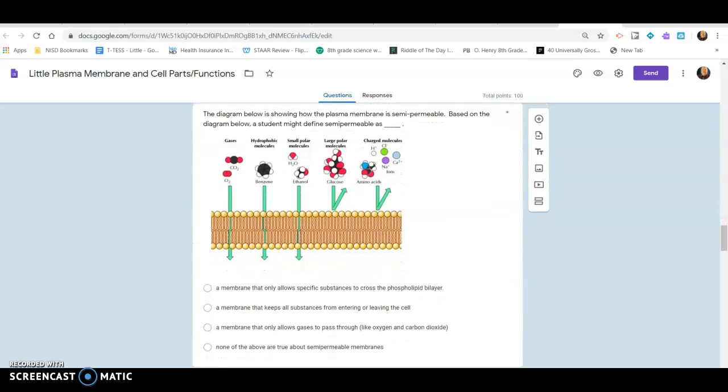Next question. The diagram below is showing how the plasma membrane is semi-permeable. Based on the diagram below, a student might define semi-permeable as a membrane that only allows specific substances to cross the phospholipid bilayer, a membrane that keeps all substances from entering or leaving the cell, a membrane that only allows gases to pass through, such as oxygen and carbon dioxide, or none of the above are true about semi-permeable membranes.